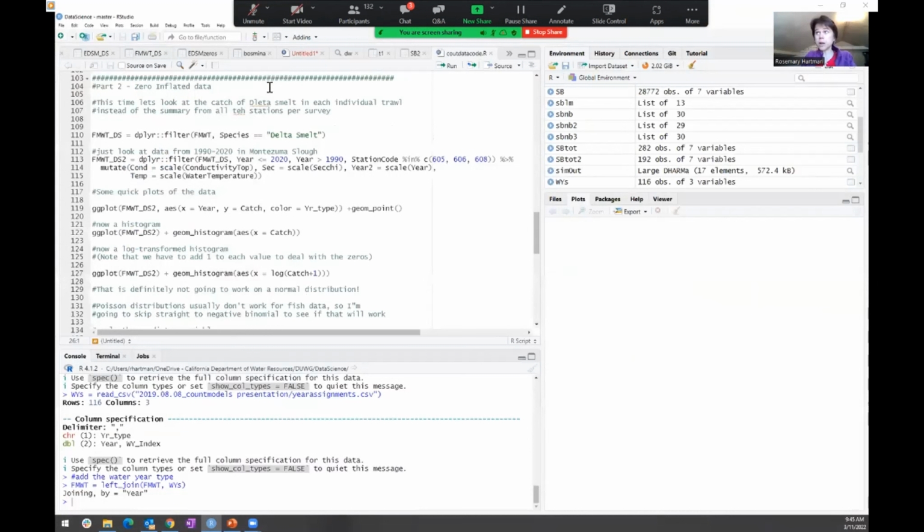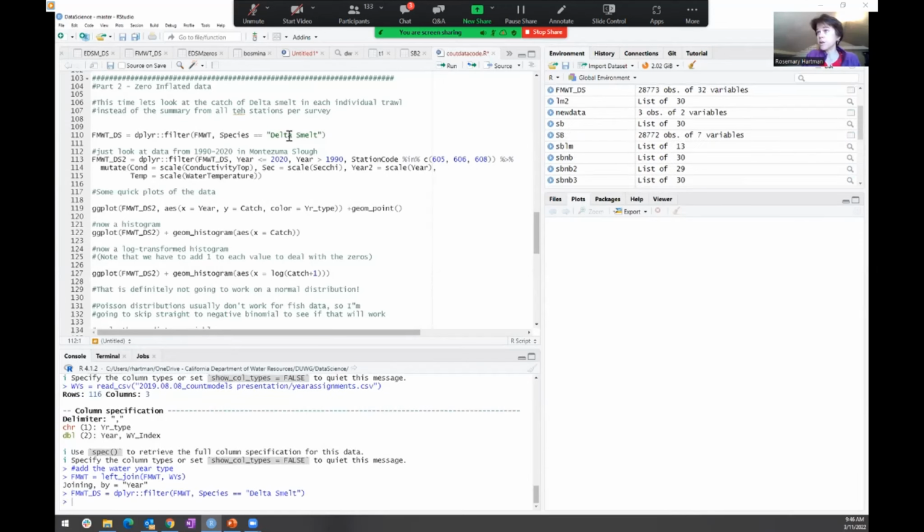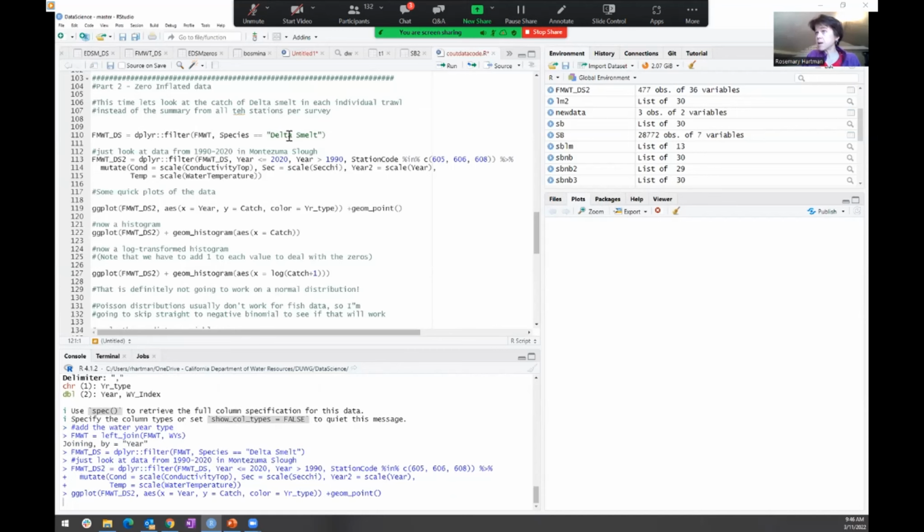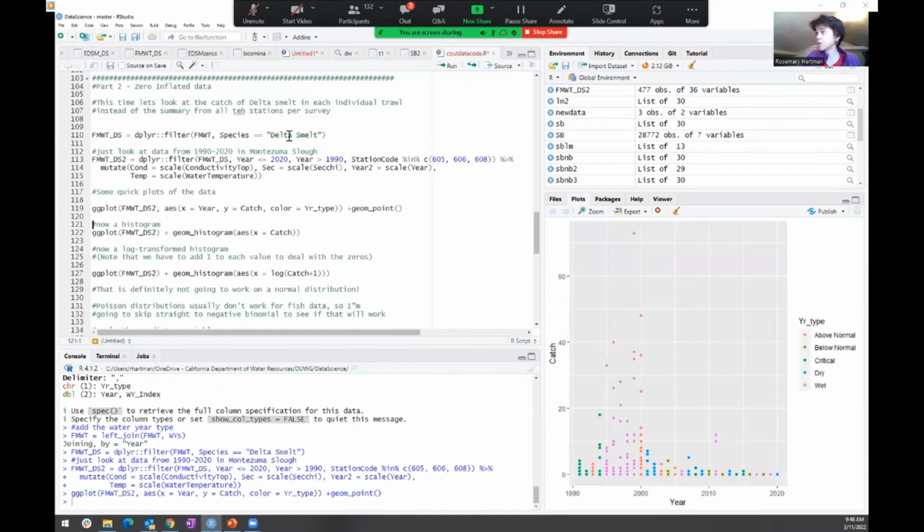So if you're following along with the online materials, this is the second part of the zero-inflated count data code. But this time, instead of taking the formula from the data set and subsetting the striped bass, we're going to subset delta smelt. We're going to filter it down to just the delta smelt that are caught in Montezuma Slough from 1990 to 2020. I'm going to do some quick plots of the data, see what it looks like.